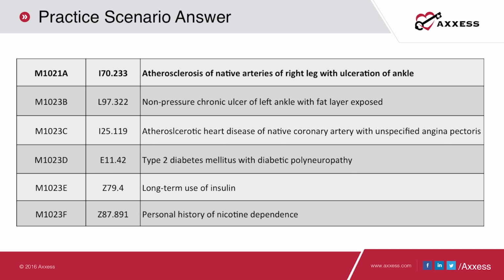All right, then I25.119 is in the third position. That's the atherosclerotic heart disease of native coronary artery with unspecified angina pectoris, or if you're from the Northeast, angina pectoris. We can pick at each other, right, and have a little fun. The fourth position is E11.42, type 2 diabetes mellitus with diabetic polyneuropathy. Then you have your status codes for long-term use of insulin, which is Z79.4, followed by Z87.891, personal history of nicotine dependence.